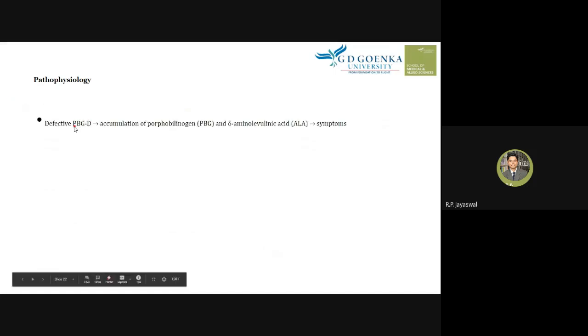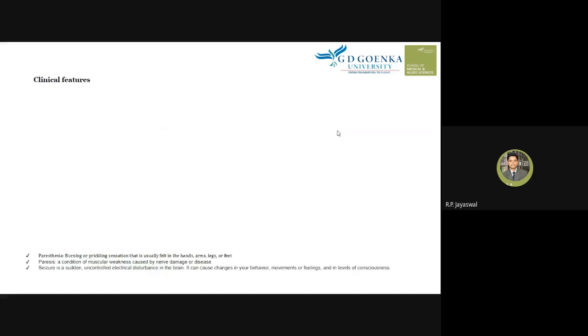Now, the pathophysiology: how does this acute intermittent porphyria occur? Defective porphobilinogen deaminase leads to accumulation of porphobilinogen and delta-aminolevulinic acid, and when these accumulate in the body, you can see the symptoms in the patient. Now, the clinical features: fever can be seen in the patient.